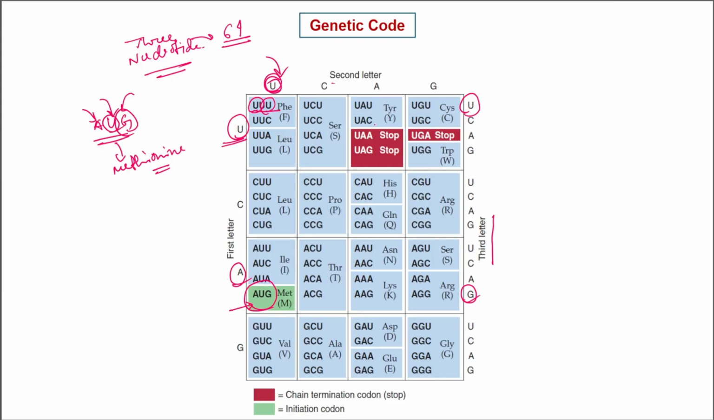So now look at the red ones, UUA, UAG and UGA. These are the stop codons. They don't code for any amino acid. Instead, they act like a period at the end of a sentence, telling the ribosome to stop, the protein is complete. So this is the stop signal, also called the chain termination codon. So out of all 64 codons, 61 actually code for amino acids, so we call them sense codons. The remaining 3 codons are stop codons. They do not code for any amino acid.